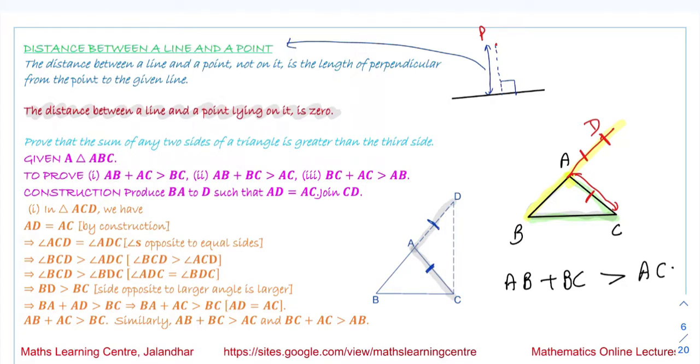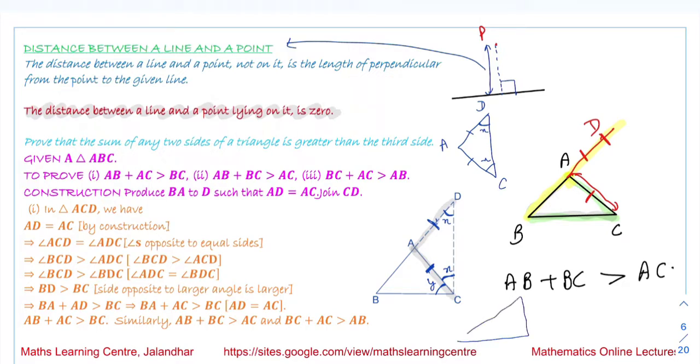Now suppose this angle is X. Then look at the triangle over here, triangle ADC. This angle is X. These two sides are equal, so this angle is also X, because these two sides are equal, so these two angles will be equal. Suppose this angle is Y.